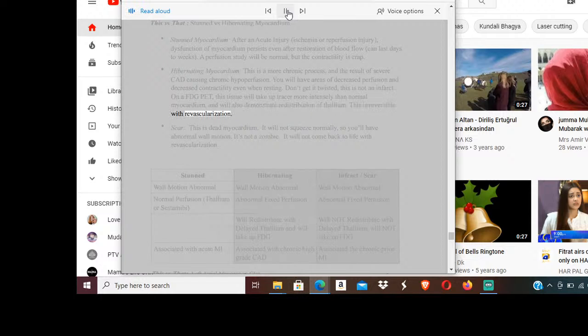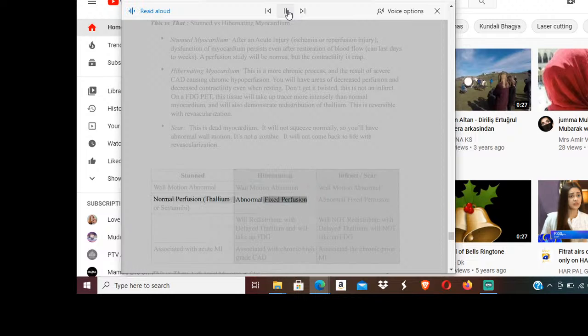This is reversible with revascularization. Scar, this is dead myocardium. It will not squeeze normally, so you'll have abnormal wall motion. It's not a zombie. It will not come back to life with revascularization. Stunned, hibernating, infarct, scar. Wall motion abnormal. Wall motion abnormal.